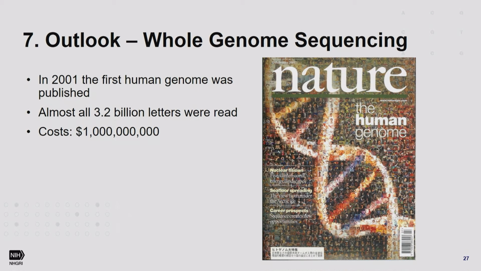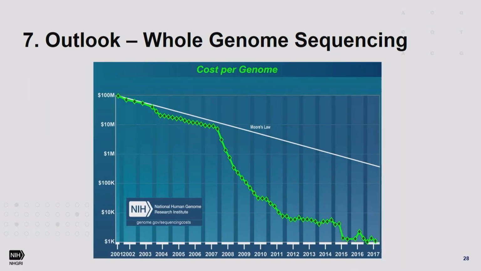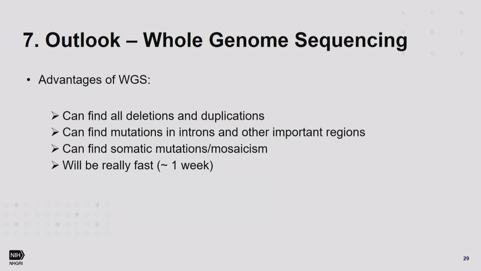It cost $1 billion. But over time, with technologies improving and getting better and faster, we are now at the state of getting a whole genome sequence, 3.2 billion letters, for less than $1,000. And it doesn't take 15 years anymore. It takes less than 1 week. So you can get your blood drawn, get DNA, and get your whole genome sequence. And the advantages of whole genome sequencing are many. So I just list a few here.